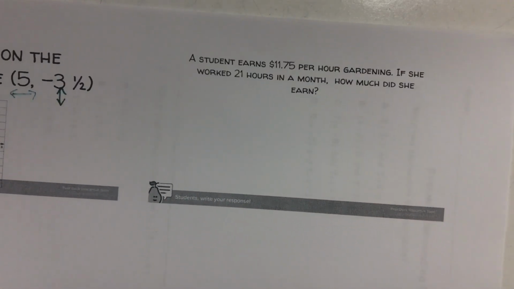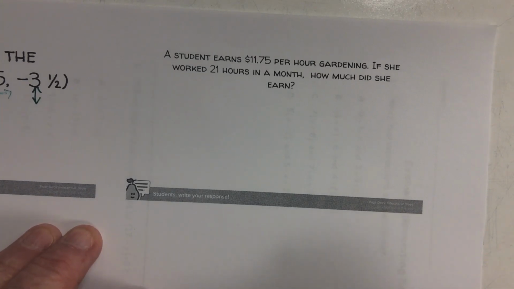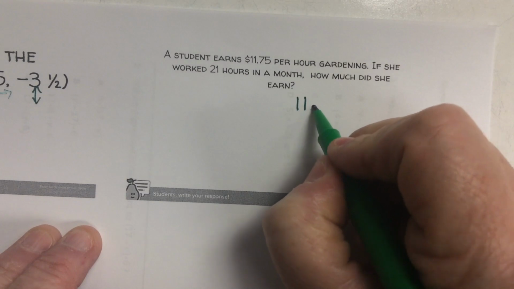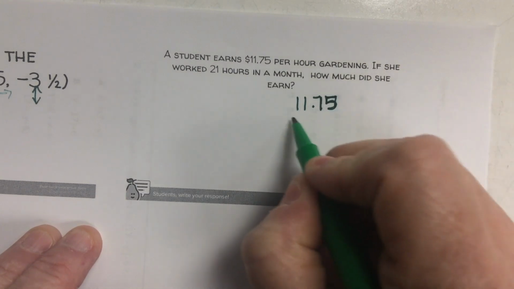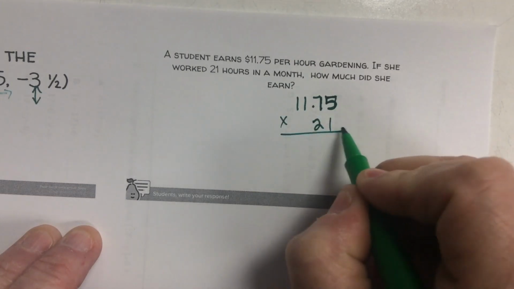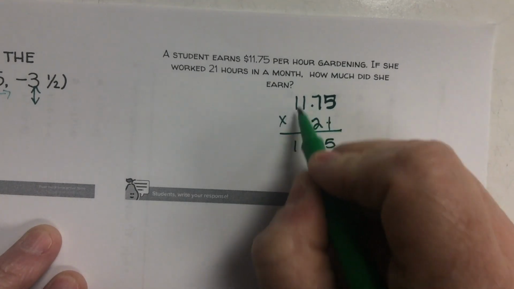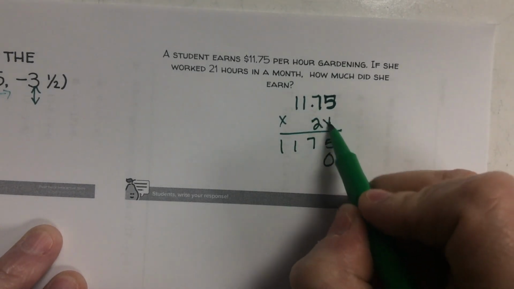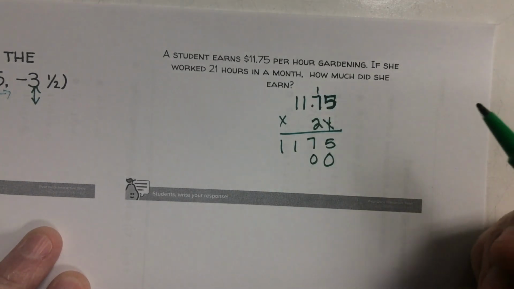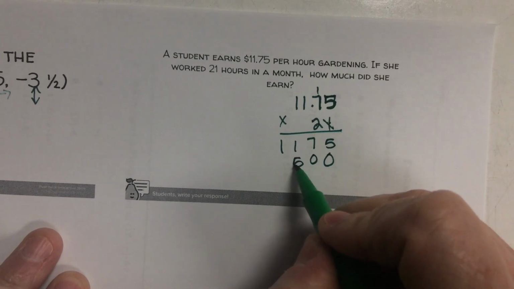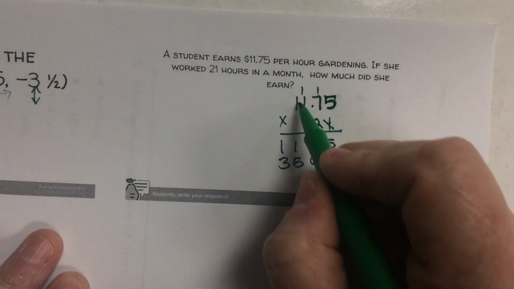Okay, a student earns $11.75 an hour gardening. If she works 21 hours in a month, how much money did she earn? So we take the amount of money per hour, 75, sorry, and multiply it by the number of hours. Well, 1 times 5, 1 times 7, 1 times 1, 1 times 1. Then I go right here to the next place. 2 times 5 is 10, carry the 1. 2 times 7 is 14, plus 1 is 15, carry the 1. 2 times 1 is 2, plus 1 is 3, 2 times 1 is 2.